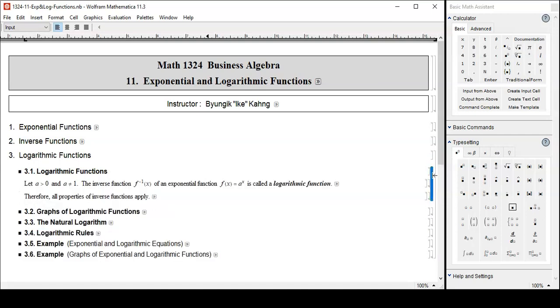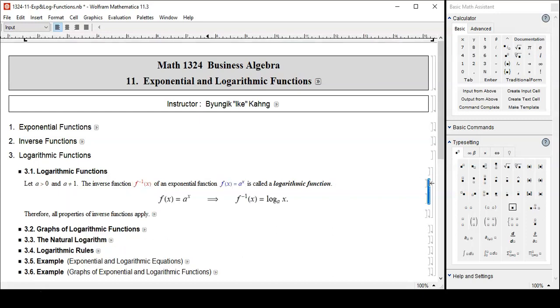The logarithmic function is defined as the inverse function of an exponential function. So it's defined as an inverse function. So a to the x power function, that's the exponential function. Then its inverse function is defined like this: log base a of x.